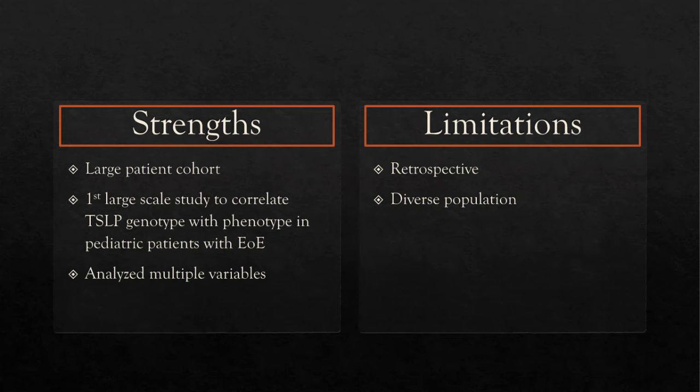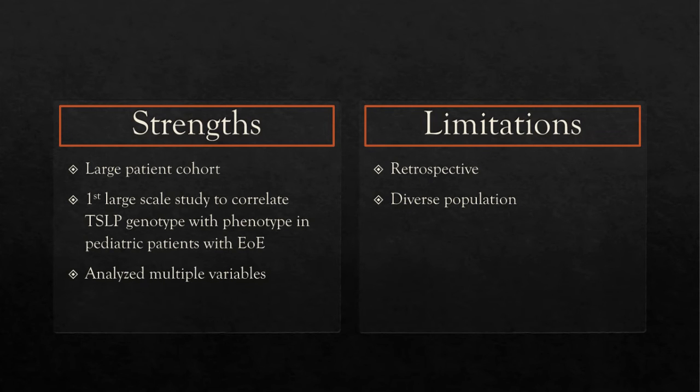Some strengths is that it was a large-scale study to correlate the TSLP genotype with the phenotype in pediatric patients with EOE. It also did a good job of analyzing many variables such as food allergies, asthma and eczema, the genotype, and specific risk alleles, meaning that if reproduced at a larger prospectively studied population, it could be important in helping the physician determine what is the best treatment option for an individual patient.